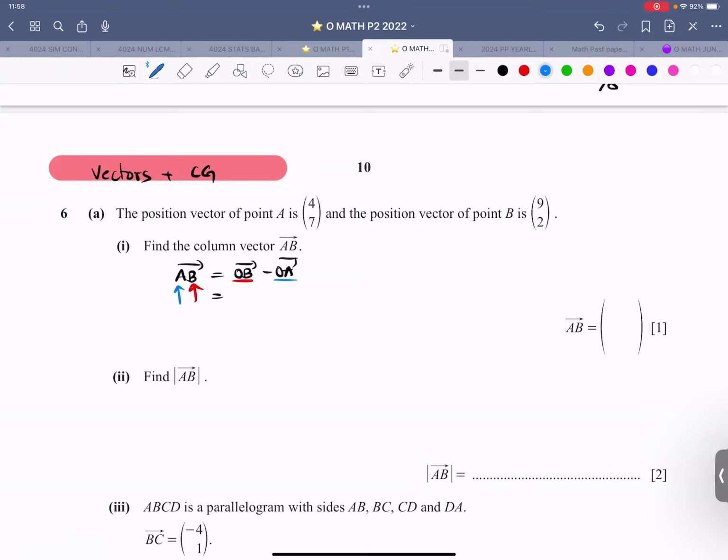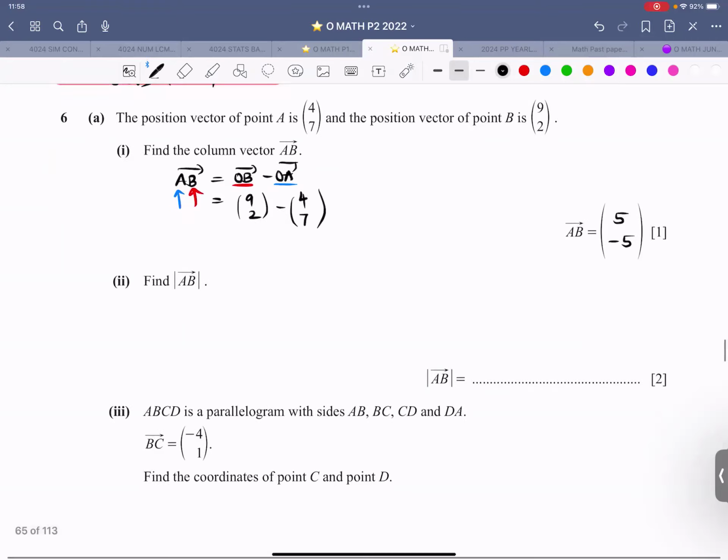So what is OB? OB is 9, 2. What is OA? OA is 4, 7. So 9, 2 minus 4, 7. Papers are roaming around. 9 minus 4 is 5. And 2 minus 7 is negative 5. That's the first answer. Second part, magnitude of AB.